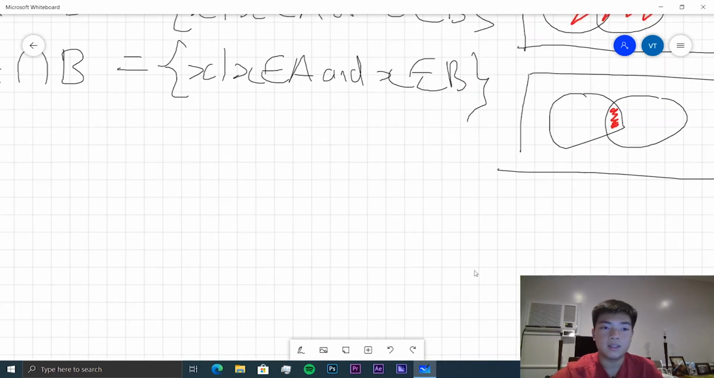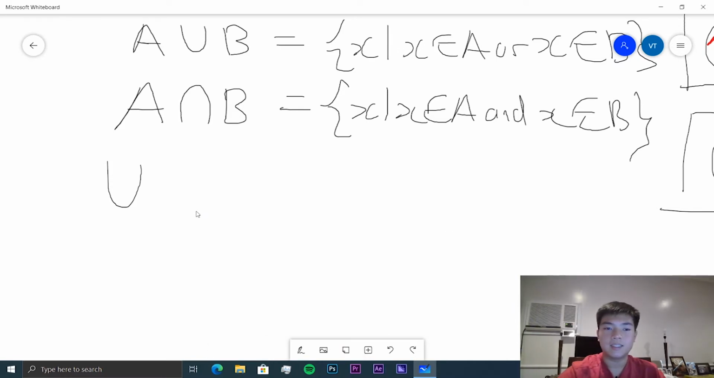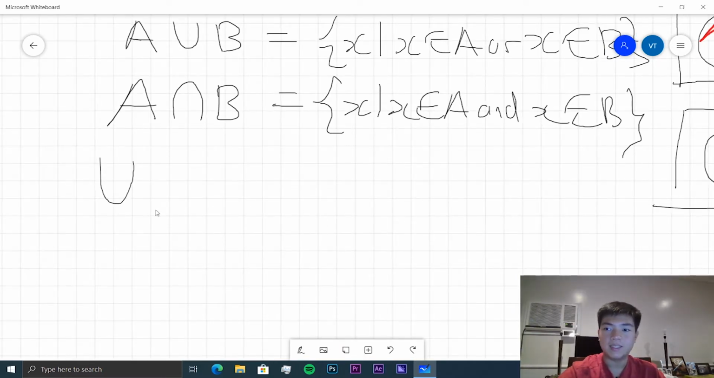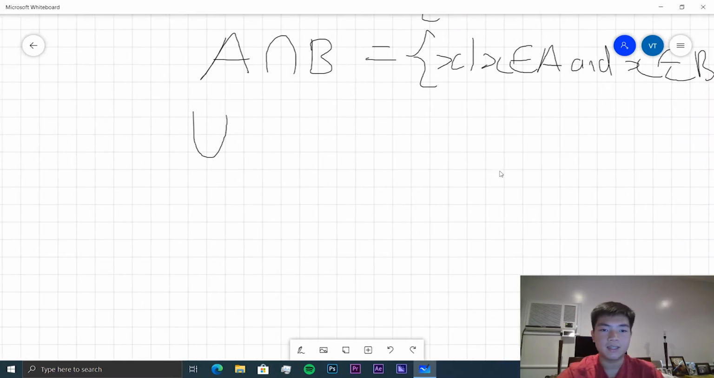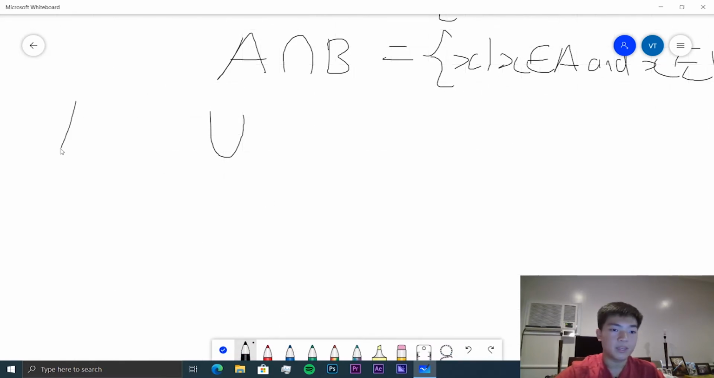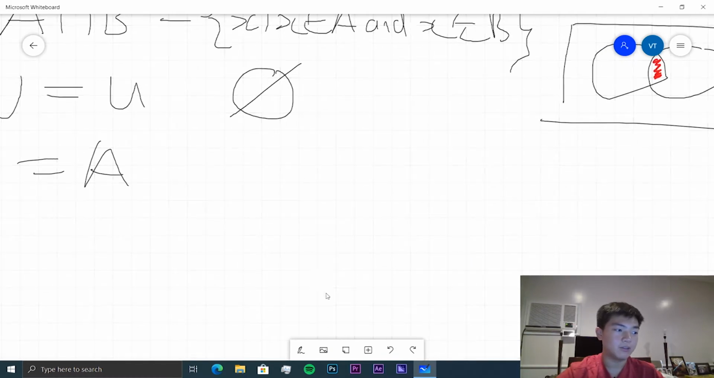In set theory, we define the set U as the universal set, and so it contains every element in every other set. So this U set would be the entire diagram. It's this rectangle on the outside, and so it contains everything in existence. If we have A union U, this is simply equal to U, and A intersection U is equal to A. There is also an empty set, which we denote as ∅, and this contains no elements. It's equal to a length of 0.